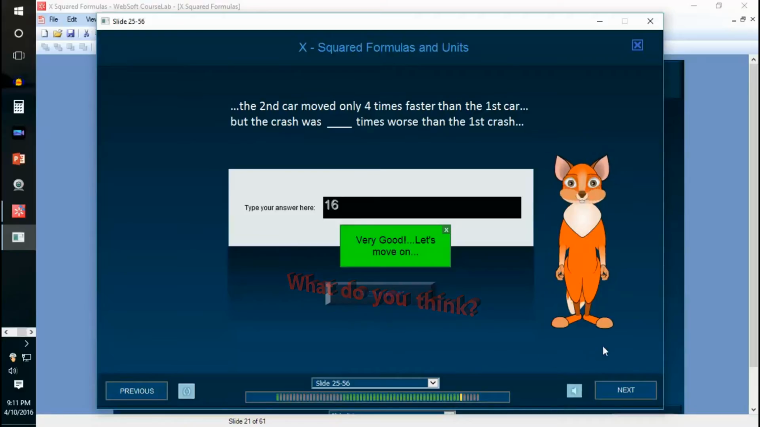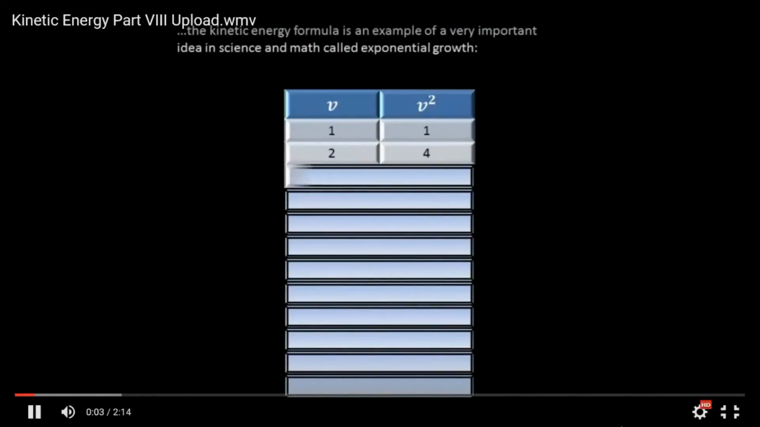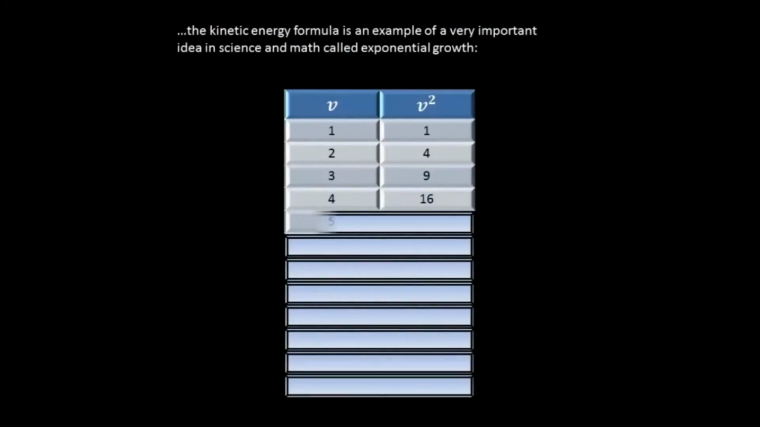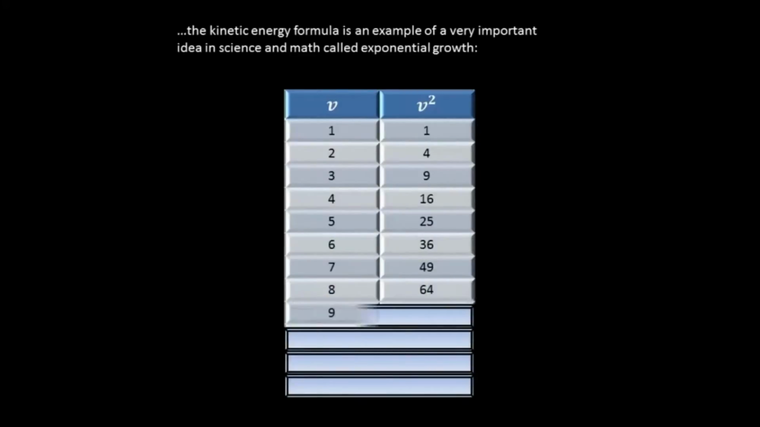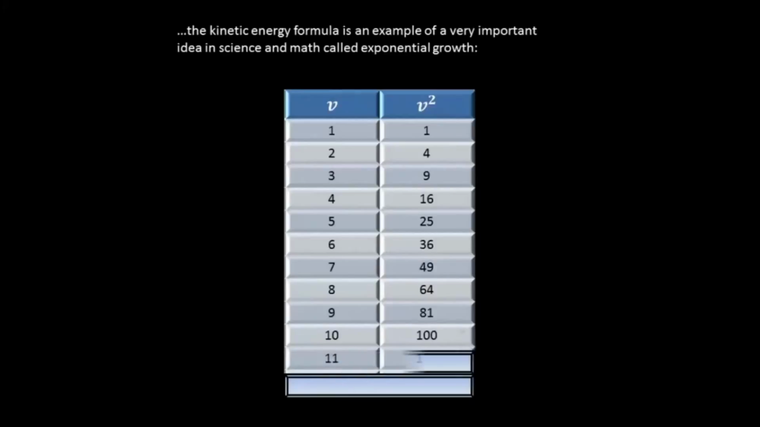Very nice. The second car moved only 4 times faster than the first car, but the crash was 16 times worse than the first crash. The kinetic energy formula is an example of a very important idea in science and math called exponential growth.